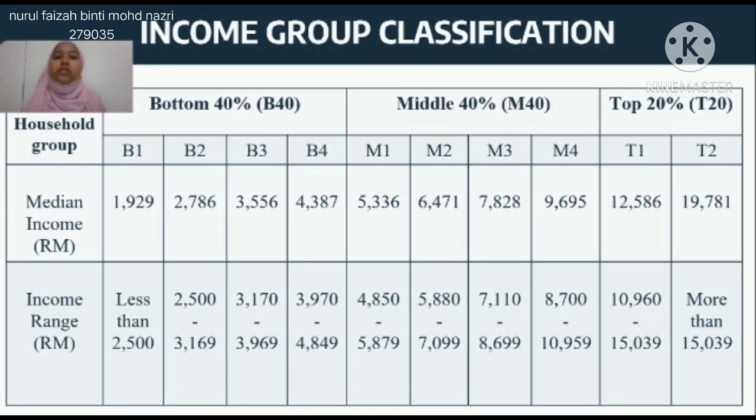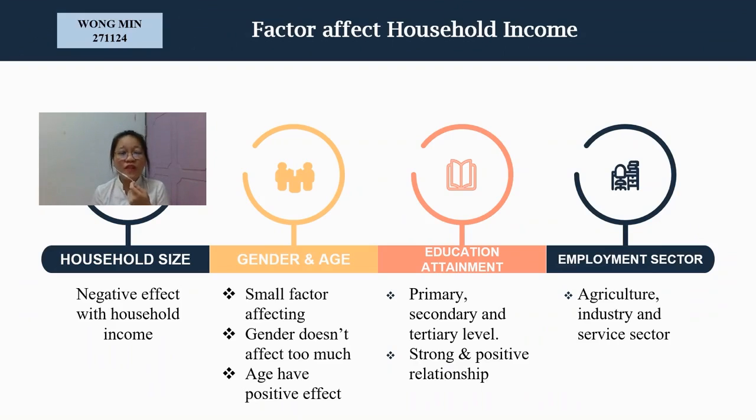RM9,695. So the last income group in Malaysia is top 20% or T20. This is the highest income group. There are only two groups in T20, which are T1 and T2. For T1, their median income is RM12,586. For the last group in T20, which is T2, their median income is RM19,781. And their monthly income must be more than RM15,039.